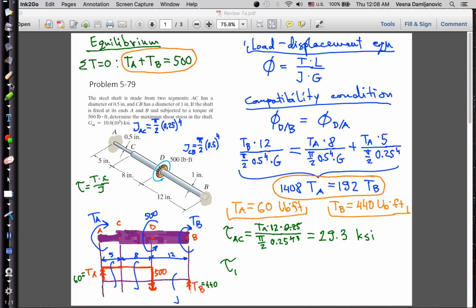So the tau at the whole section CB is equal to the tau at this section. That's the maximum shear stress at the section DB. And that's equal to T, the torque B, because that's the amount, 440.